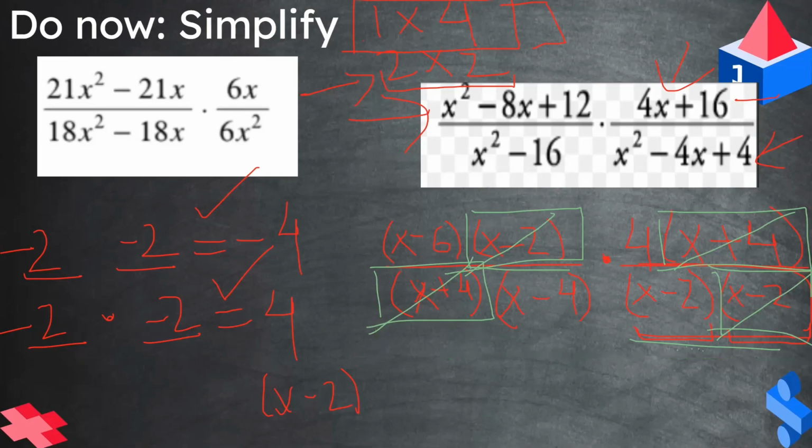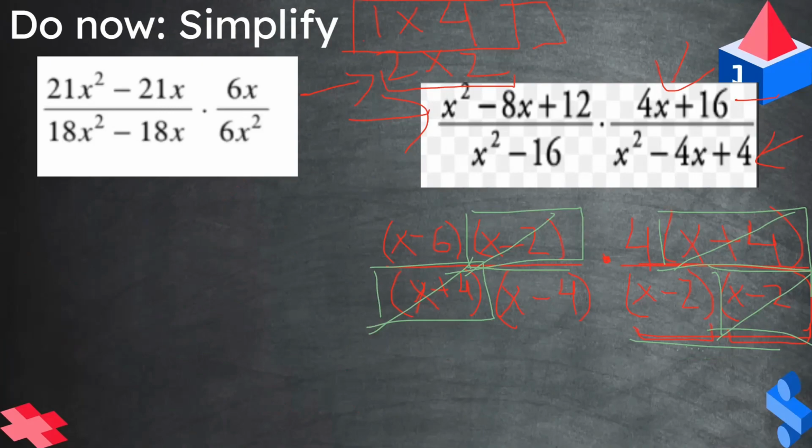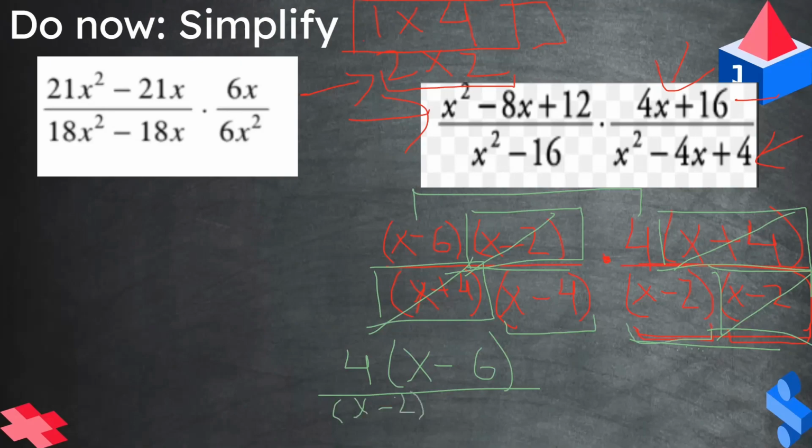So now what do we do? We multiply across. So we multiply 4 and x minus 6. I'm just going to put parentheses around x minus 6 and not distribute the 4, leave it like that, because I'm asked to leave it in factored form. Now I have x minus 4 at the bottom, x minus 2 at the bottom. I'm going to put them together with parentheses, like being multiplied together.